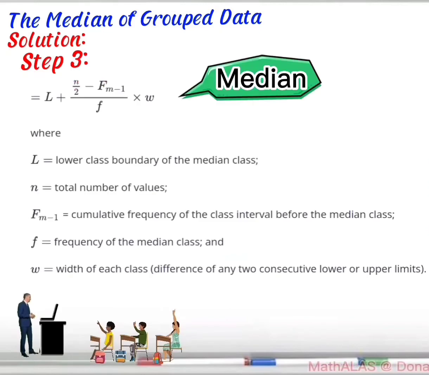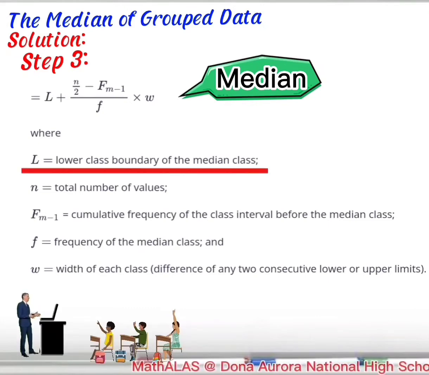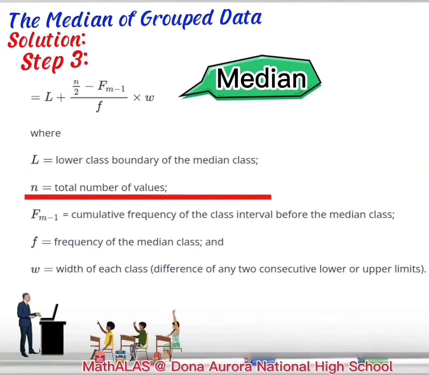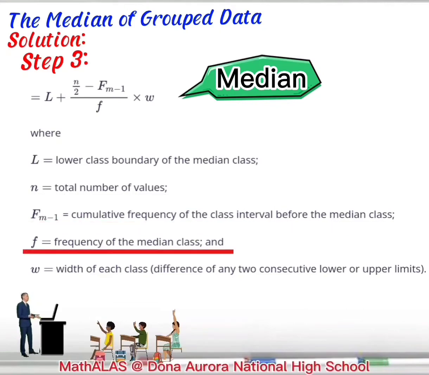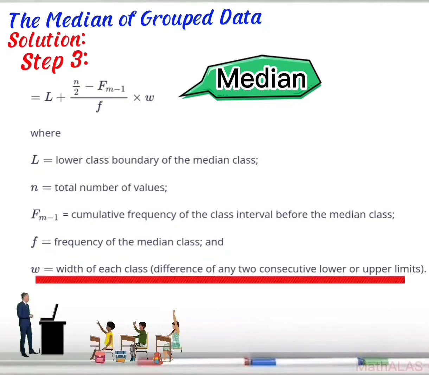Step 3. Use the formula. Median equals L plus N over 2 minus F sub M minus 1 all over F times W, where L is the lower class boundary of the median class. N is the total number of values. F sub M minus 1. F is the frequency of the median class, and W is the class width.